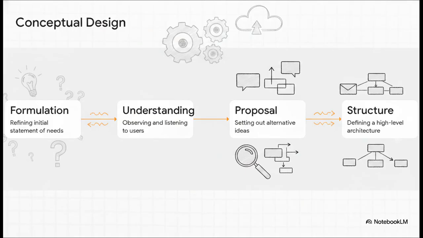Let's formally break down the 4 specific steps in that flowchart so you can get your notes in order. We have concept formulation, problem understanding, system proposal development, and system structure development. Let's walk through exactly what each of these means.